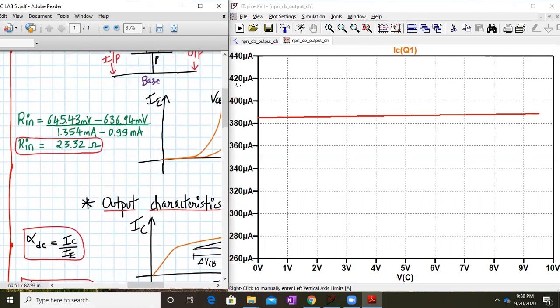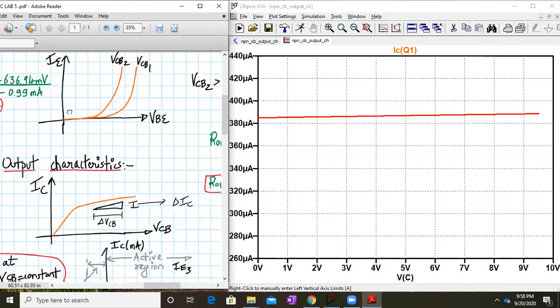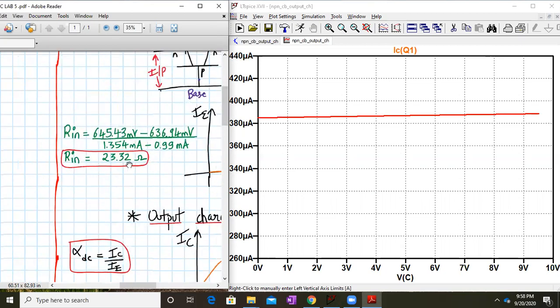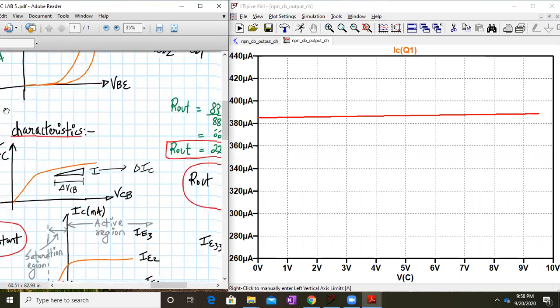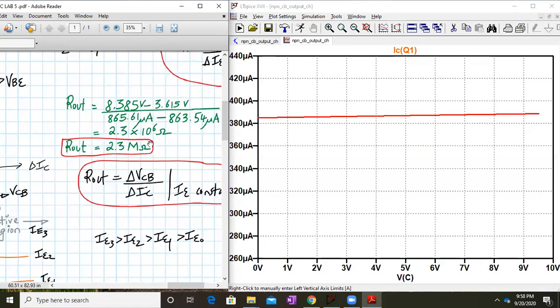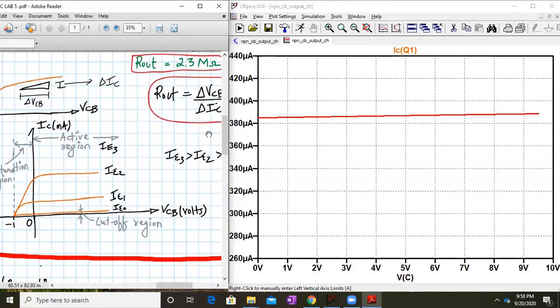RN was coming out to be, sorry, I actually missed out, RN was coming out to be a very low value. So in common base configuration, RN is very low. I'm getting around 23.3 ohms, whereas R out is coming out to be 2.3 mega ohms. So common base configuration is giving very low input impedance and very high output impedance, which is evident.